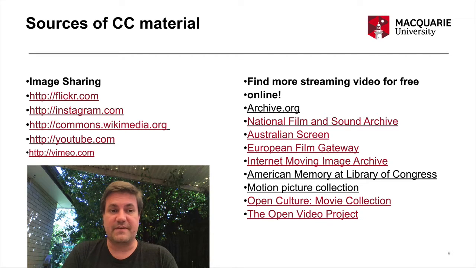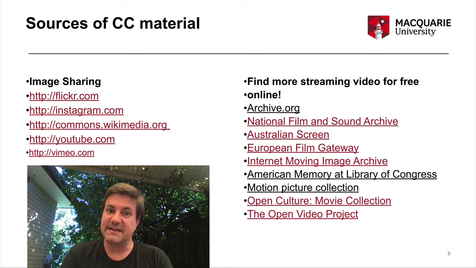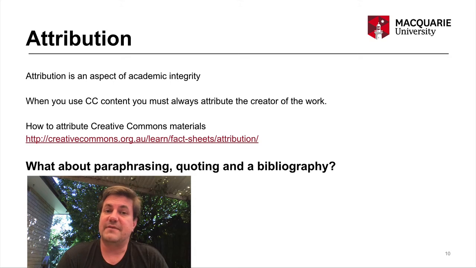Commons.wikimedia.org is a very good site to find a whole lot of open source or Creative Commons material. And there's many sites on the web like archive.org or the National Film and Sound Archive, or some of the ones listed here on the screen, that let you find things that are specifically either in the public domain or tagged for reuse.